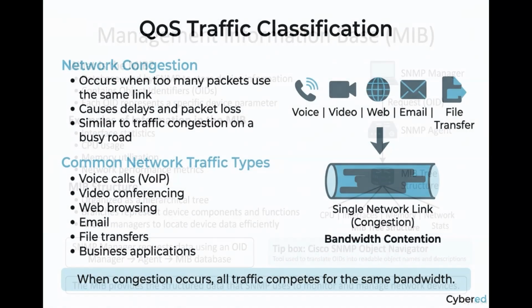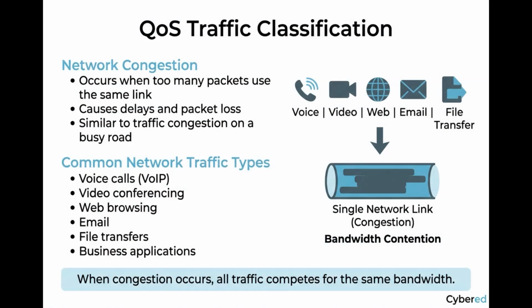In busy networks, large amounts of traffic can lead to network congestion, similar to traffic jams on a busy road. When too many packets attempt to use the same network link, delays occur, and some packets may even be dropped. Enterprise networks carry many types of traffic each day, including voice calls, video conferences, web browsing, email, file transfers, and business applications. When congestion occurs, all traffic competes for the same bandwidth. This can cause slow response times, delays, and poor user experience.